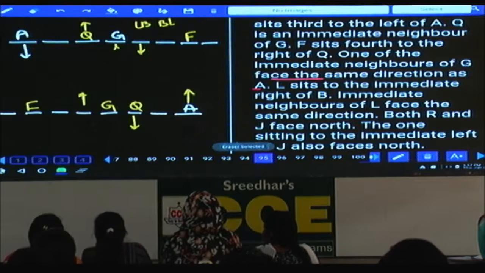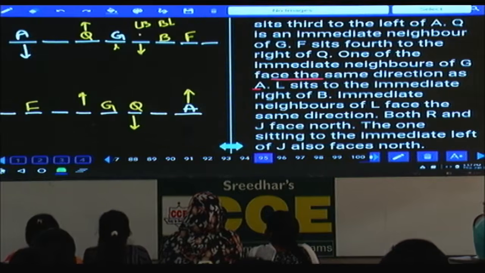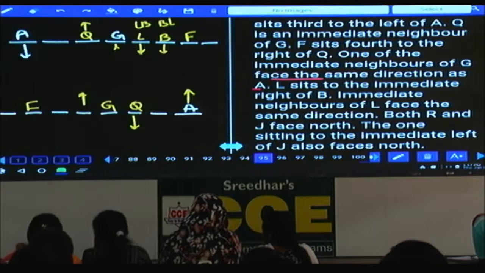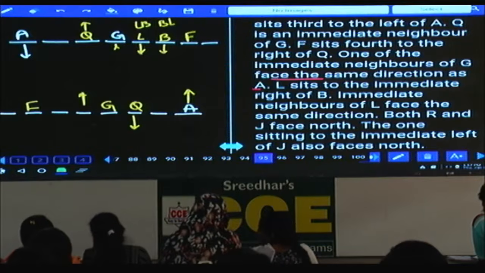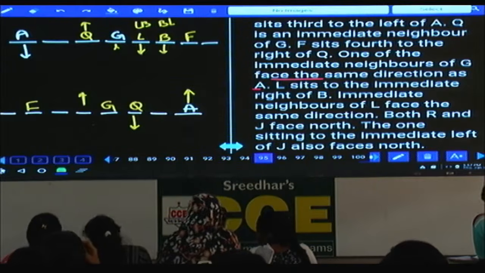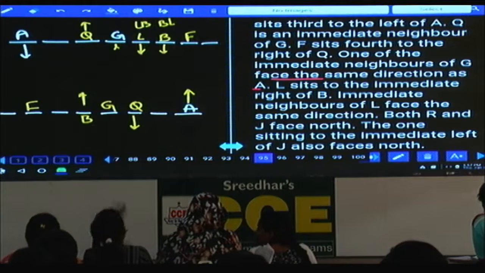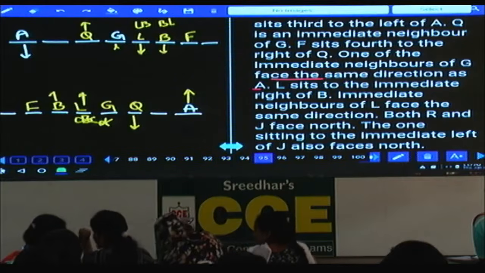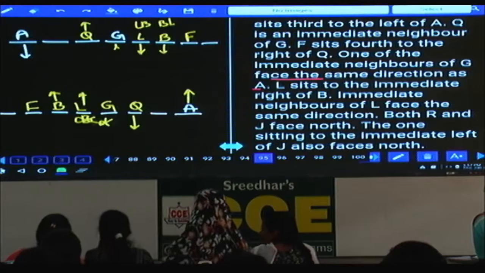Hence where should this be? B must be here. If B is here, L is here. B sits facing south, then only L is to the immediate right-hand side of B. Clear now? Again coming back to this one. L is to the immediate right of B. Can B be at this place? If you take B at this place, the immediate right-hand side of B is G. Hence L cannot be in the place of G. Hence B cannot be here. B must be here, and L is here. Then L is to the immediate right-hand side of B. B must be facing north.